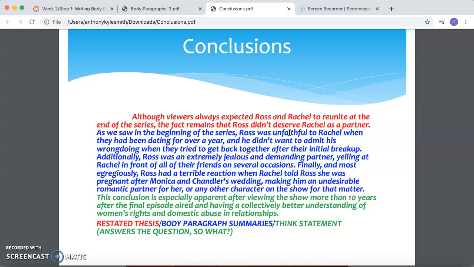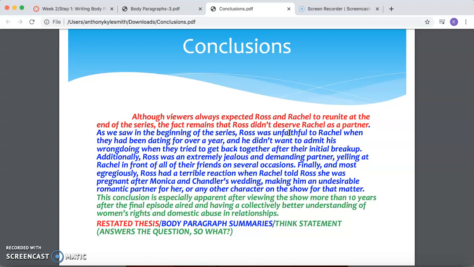In green. And let's go ahead and take a look at the restated thesis in red and then the think statement there in green. So the restated thesis is, although viewers always expected Ross and Rachel to reunite at the end of the series, the fact remains that Ross didn't deserve Rachel as a partner. Now that's a great thesis statement, right? Someone could argue against that. This writer takes a position, and now they're restating it. So that's the restated thesis.